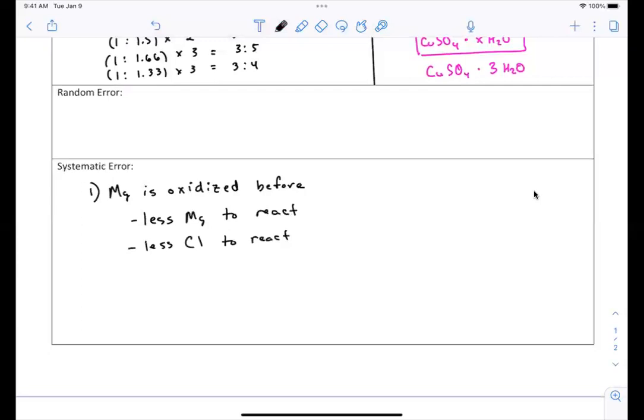So if your amount of Cl to react is less, then your ratio is going to be too low. Because remember, you don't know how much magnesium you reacted, you just have the one you measured. And if you have less Cl to react, then the ratio is going to be too low. Let me make sure I'm saying that right. Because the Mg to Cl ratio, if it's supposed to be 1 to 2, it might end up being like 1 to 1.5. Would y'all say that's too low?